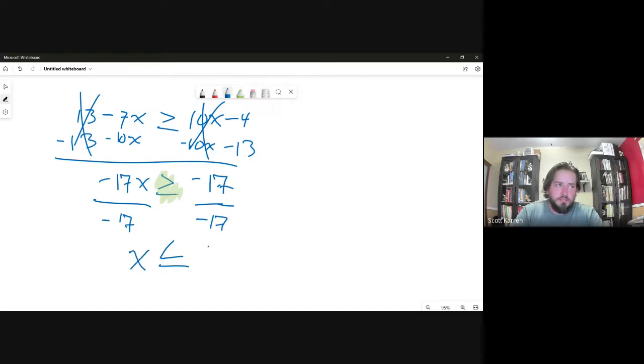Negative 17 divided by negative 17 is 1, right? So that means that my solution set is any number less than or equal to 1, and you can plug that back up into the original inequality and check it out. Grab a number like 0, -10, whatever, something less than 1. And so my interval notation for this would be everything up to and including 1. And so parentheses, -infinity, up to 1, bracket.